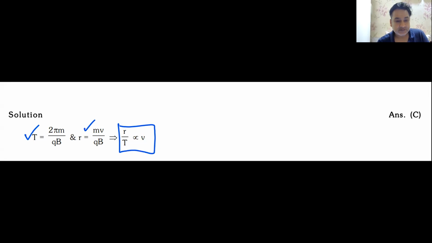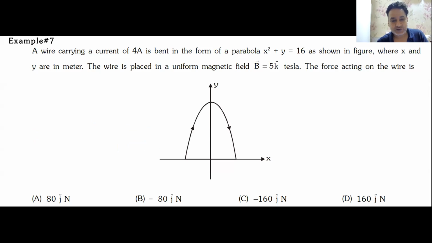And here is the one which I think you should be able to get quicker. A wire carrying current of 4 amperes is bent in the form of a parabola x square plus y is equal to 16 as shown in the figure, where x and y are in meters. The wire is placed in a uniform magnetic field B, 5k teslas. The force acting on the wire is, this is pretty straightforward. I'll wait for a minute for you to do it.